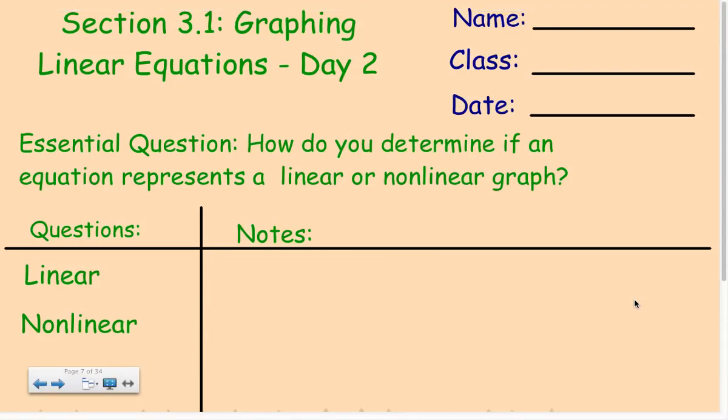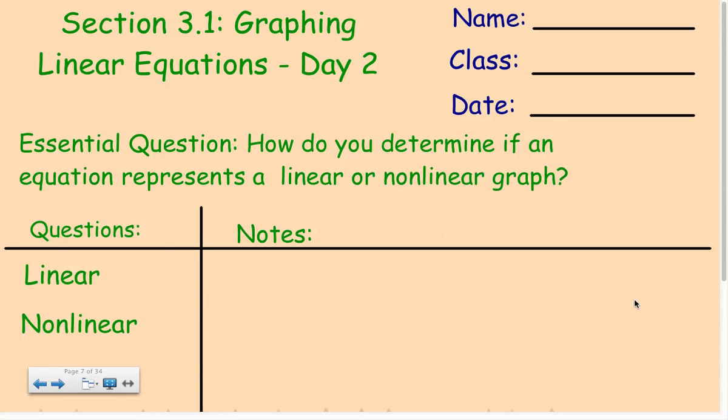Section 3.1, Graphing Linear Equations, Day 2. I would not view this video if you have not done the worksheet from Day 1 in Section 3.1, because the lesson today in Day 2, we're going to go through every single one of the problems from the worksheet from 3.1 Day 1. So I would do that worksheet first, and then you'll use this lesson as a way to correct your worksheet.